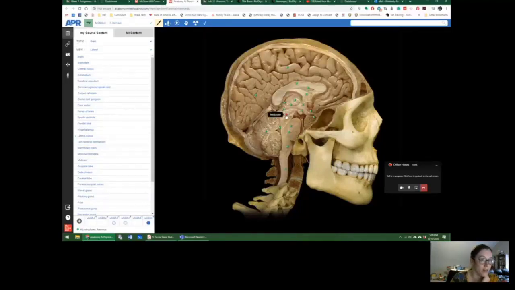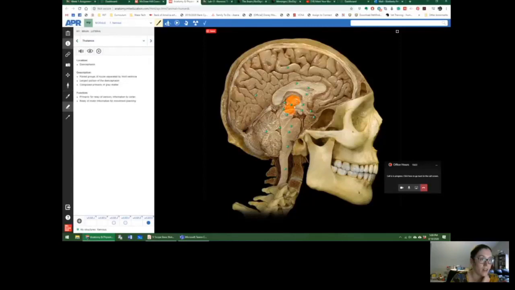We can see the deep parts of the brain in here too. The midbrain, cerebral aqueduct, third ventricle, thalamus. Usually when you highlight it and click it, yeah, there we go. It should highlight. It's just really slow today. So you can look through this. This will be really helpful, I think. And it also tells you the location, the function.